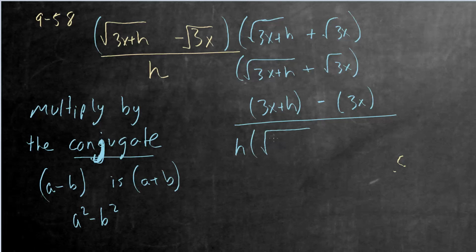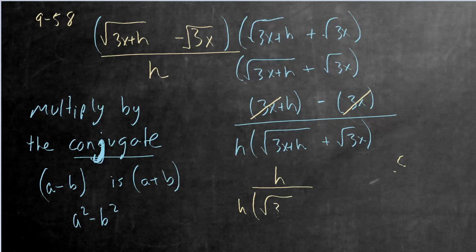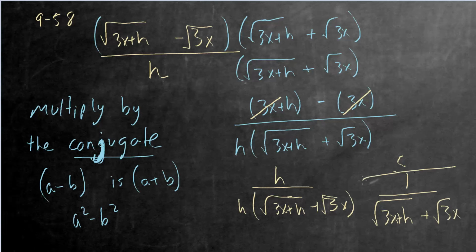Now, we shouldn't distribute in our denominator, and you'll see why in just a second. If I simplify this numerator, 3x plus h minus 3x, we should see the 3x's go away. Then I'm just going to have an h over h times the quantity square root of 3x plus h plus the square root of 3x. And now what happens is I can divide the h's out, and my final answer will be 1 over the square root of 3x plus h plus the square root of 3x.